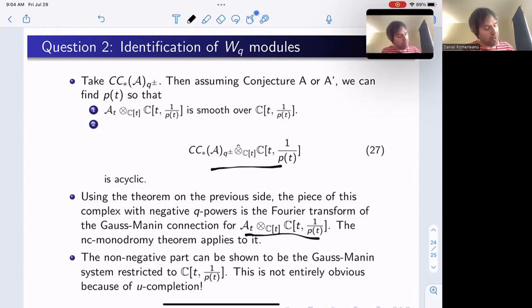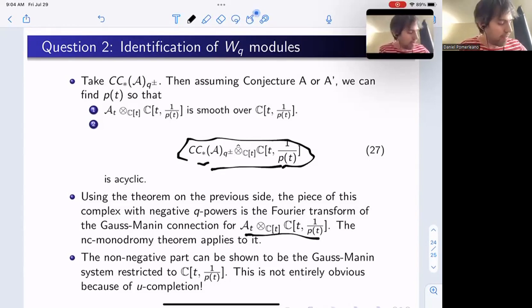So we can apply the non-commutative monodromy theorem to the negative part, but because this complex is acyclic, the positive part and the negative part are isomorphic at that point. And that's the key, because the positive part is exactly going to be the localization of the Gauss-Manin system. You start with the thing which is positive powers of Q, and you localize it. There's some subtlety due to u completion, but you can imagine, it's plausible at least that the thing localizes correctly. So that's how the proof is supposed to go.